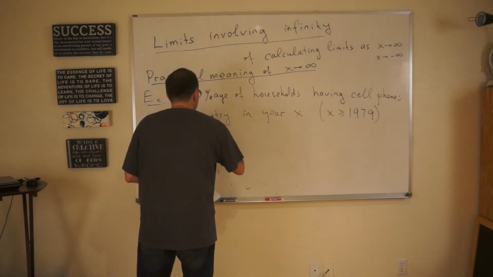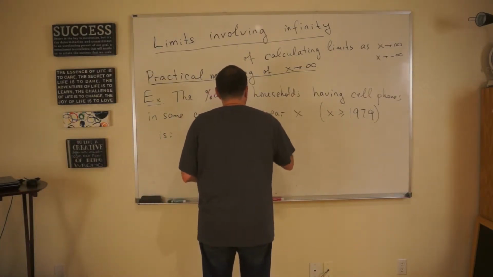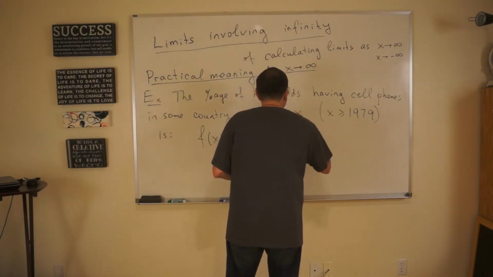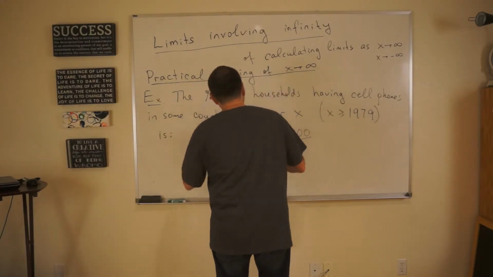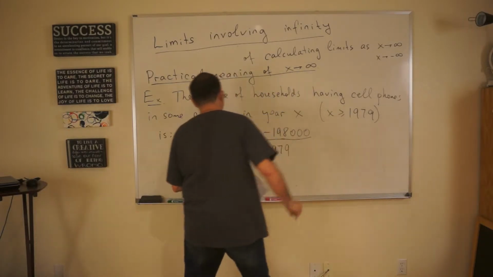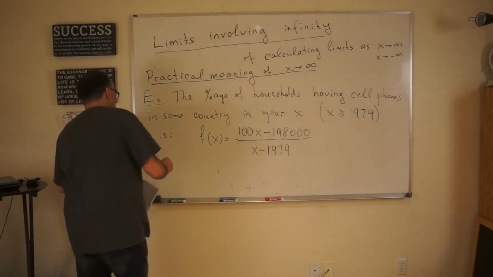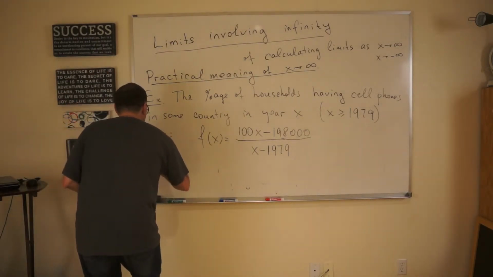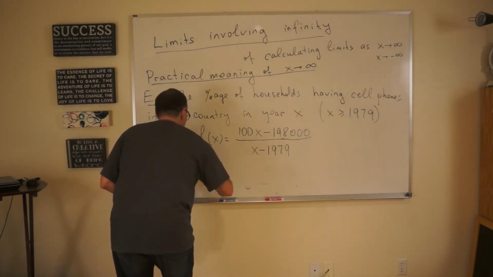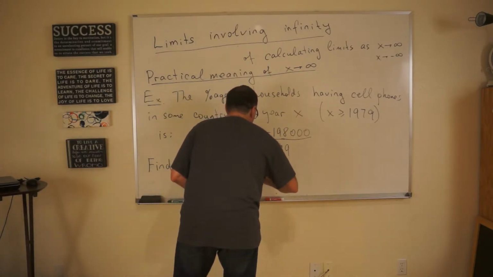F of x equals 100x minus 198,000 divided by x minus 1979. So the question is now: find the limit of this function as x approaches infinity and interpret.